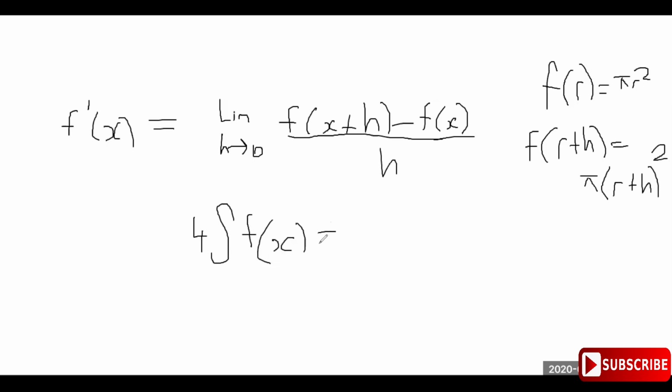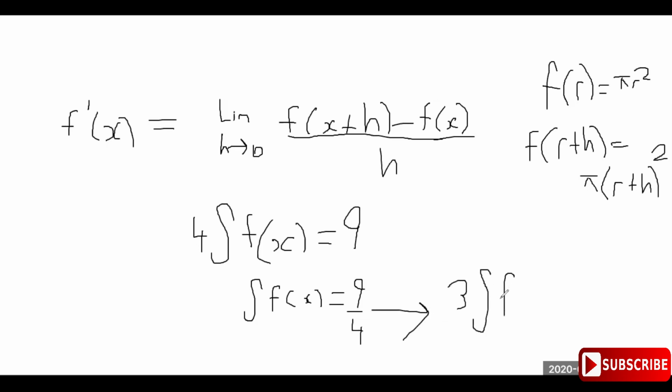I'm leaving off the dx because it's a multiple choice. So the integral of f of x is equal to 9 over 4. Then the question asks you for 3 times the integral of f of x. So you multiply 9 over 4 by 3, which gives 27 over 4.